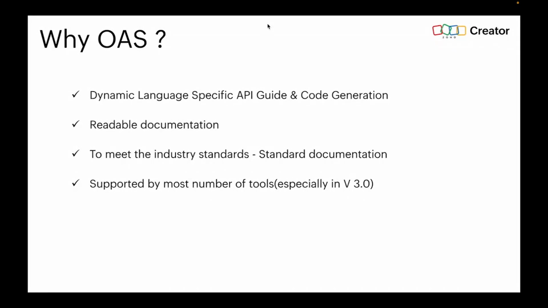Now, why is this OAS used? You can have dynamic, language-specific API guides generated, and the code will also get generated specifically based on the language you have written for the third-party application. And this documentation is a readable kind of documentation. So to meet all the industry standards, we're making use of this OAS file specification. And most of the tools like Postman or Insomnia support this OAS file specification.